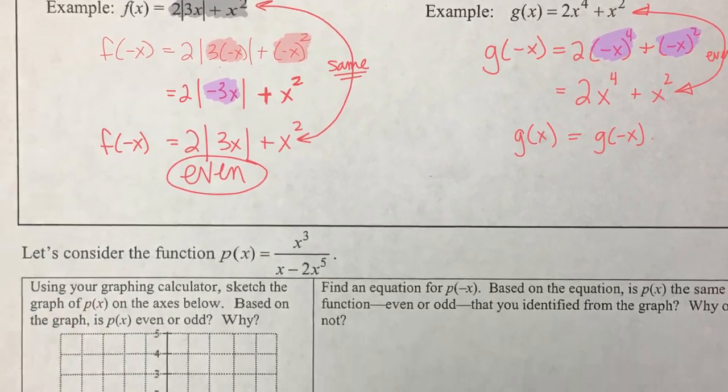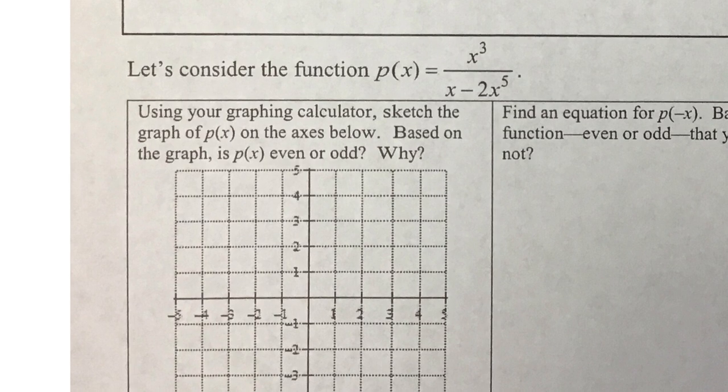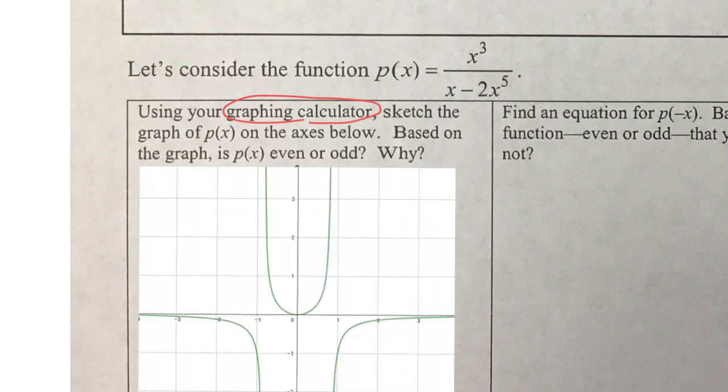Now let's look at this one. This one is looking pretty crazy. Right? We have x cubed over x minus 2x to the fifth. So we're going to look at a graphing calculator, and we're going to bring that graph in here so we can see what's going on. There we go. There's your function. So this is going to be an even function because it is symmetric about the y-axis. Right? I could fold this right down the middle, and I would have y-axis symmetry. So we have an even graph.